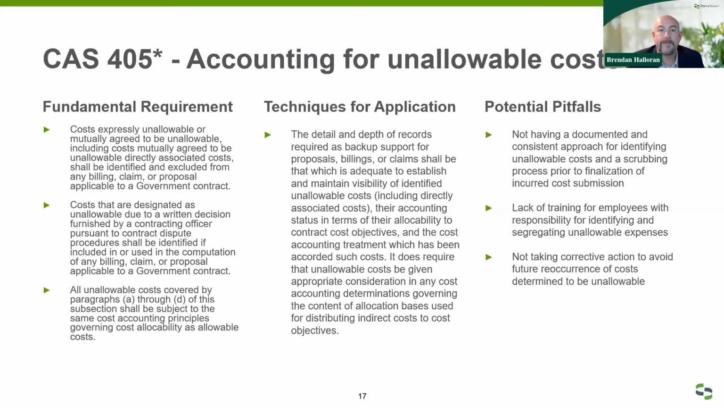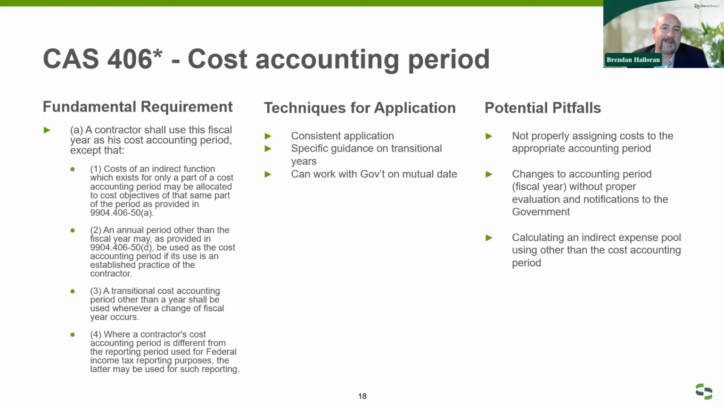Great. All right, we're going right through the list here in terms of CAS 406, which is another one of the ones that would be part of modified CAS coverage, and this is related to cost accounting periods. So in most cases, we see that folks are utilizing their fiscal year as the cost accounting period, and certainly those can be all over the board. Some follow government fiscal year, some calendar year, and some other. So you certainly have the latitude to do what's appropriate there.